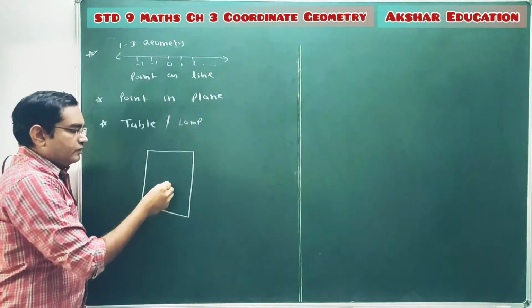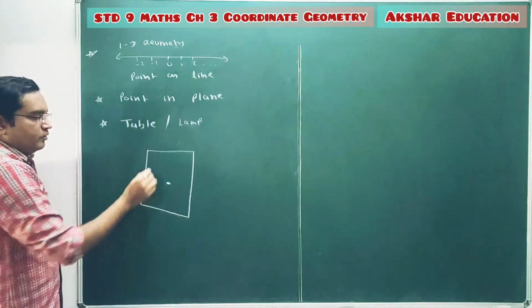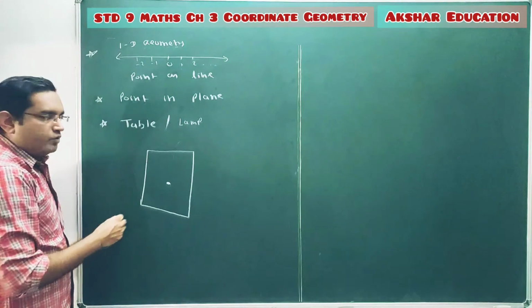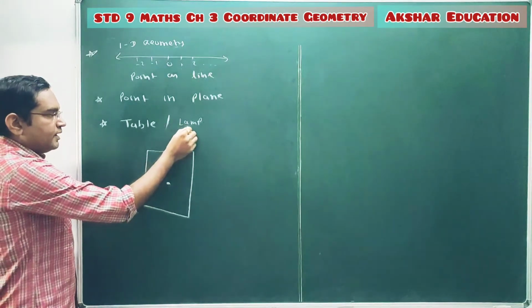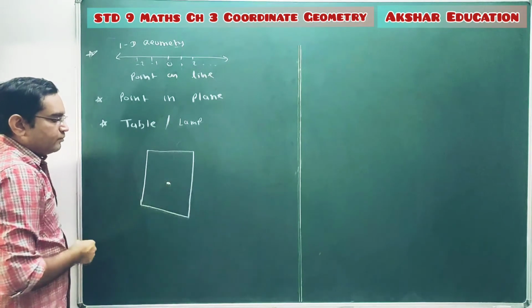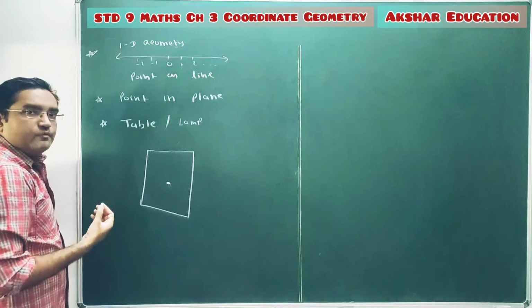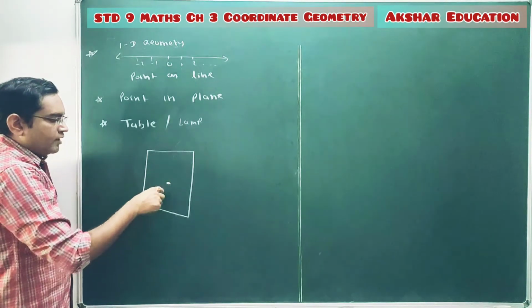Now you have to describe the position of this point on the table. That means you have to describe the position of this lamp on the table. So to describe the position of this point, we require some reference. Otherwise, we can't represent the location of any point.